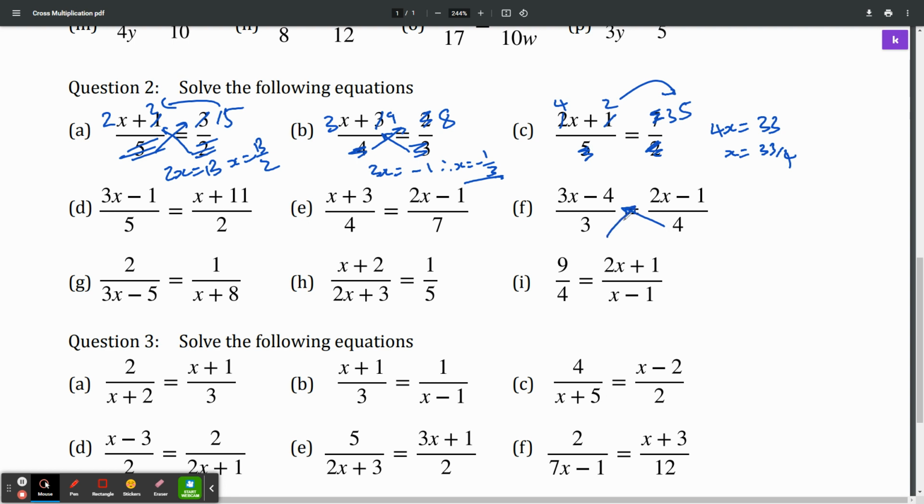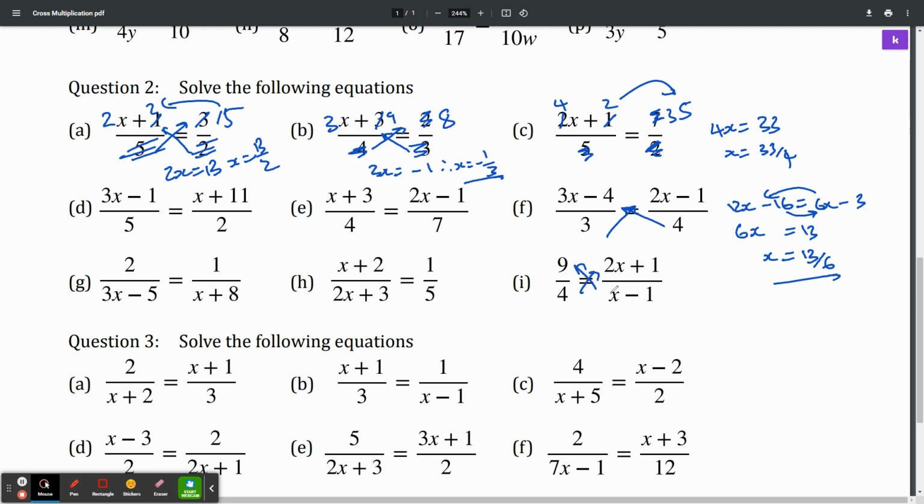Remember, we're cross multiplying. 4 times 3 gets me 12x minus 16 equals 6x minus 3. And then subtract 6x on the left-hand side, which becomes 6x. Negative 16 on the right-hand side becomes negative 3 plus 16, which is 13. And so x equals 13 over 6.